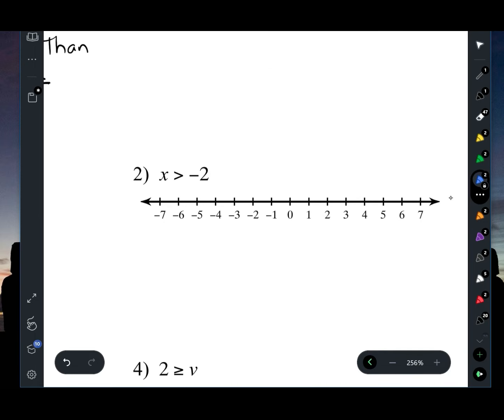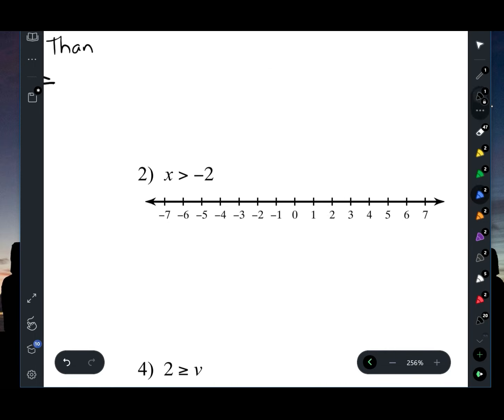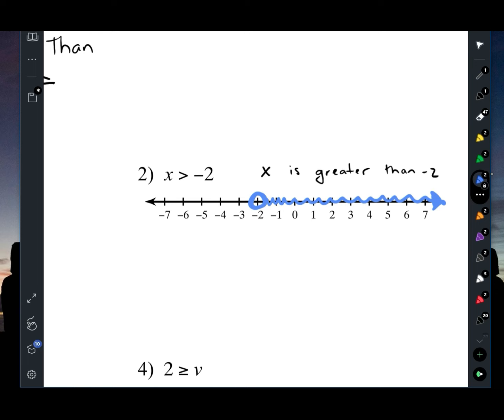Similar. So in this example, we have x, and we're using the greater than. So x, or any number, is greater than -2. So we're going to highlight -2 with an open circle. And this time you want to think what numbers are bigger than -2. Well, that's everything on the other side. So -1, 0, 1, 2, and so forth.